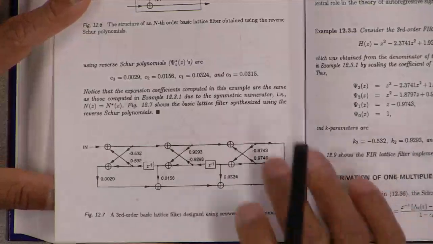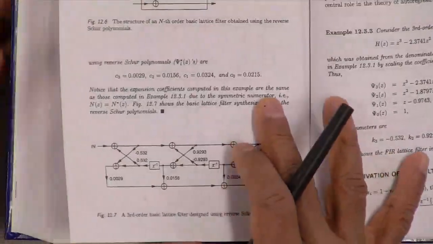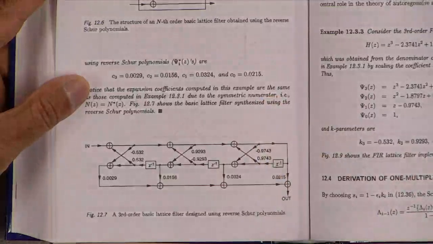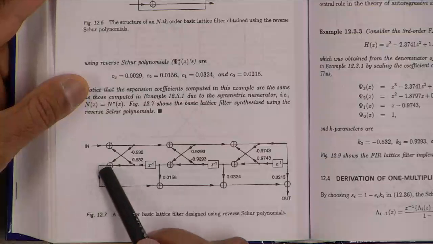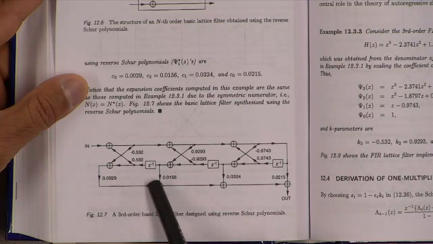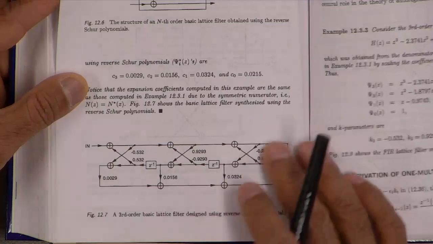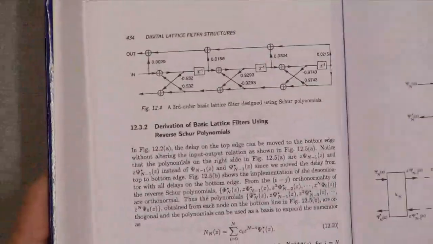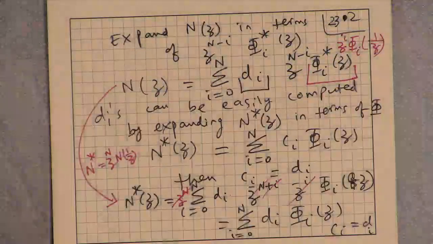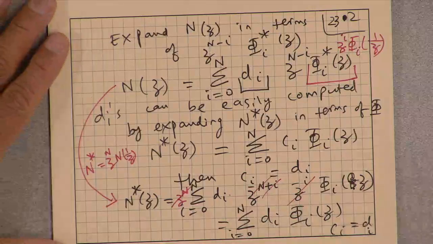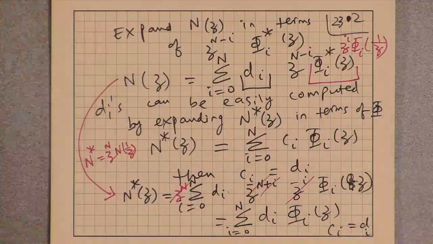That shouldn't be surprising because we just proved that expanding the numerator using the z to power n minus I phi I, or in this case psi I, because this is the basic lattice filter, those coefficients are identical to expanding the numerator in terms of just phi functions. Okay, so that's one topic that I wanted to talk about, and that's useful to learn. Any questions before we go to the second topic?